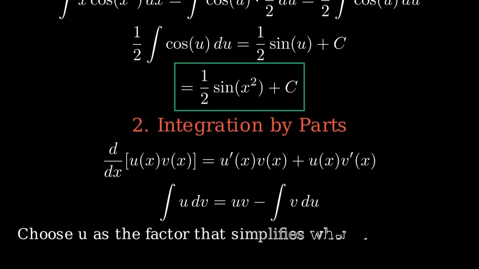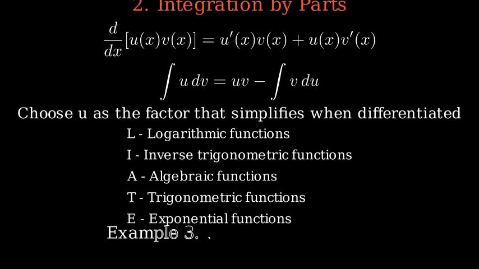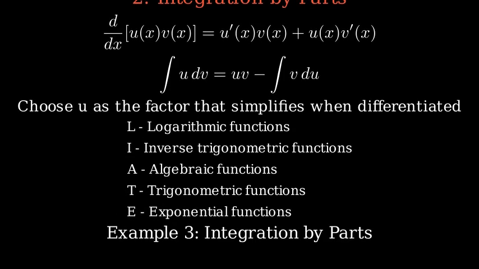When should you use integration by parts? Choose u to be the factor that becomes simpler when differentiated, and dv to be the rest of the expression times dx. A helpful acronym to remember which functions to choose as u is LIATE: logarithmic, inverse trigonometric, algebraic, trigonometric, and exponential. Functions earlier in this list are better candidates for u. Let's see integration by parts in action with an example.